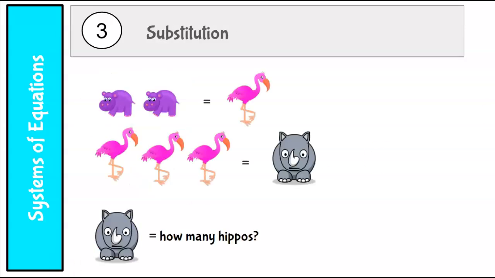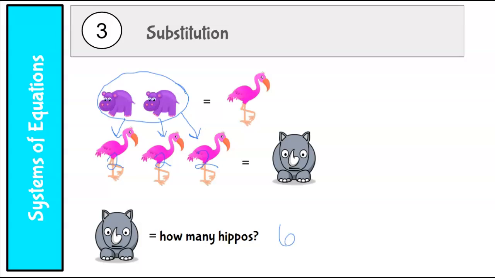Here's another example of substitution. If 2 hippos equal 1 flamingo and 3 flamingos equal 1 rhino, a rhino equals how many hippos? Well, we know that 2 hippos equal 1 flamingo. So for every flamingo down here, I have 2 hippos. So you're substituting these 2 hippos in the place of each flamingo. So 1 rhino equals 2, 4, 6 hippos. That's substitution.